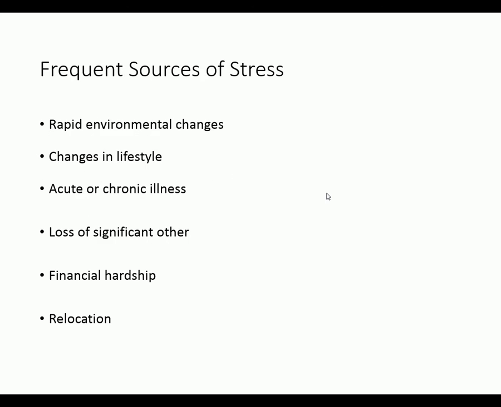Another issue they have is stress and loss. Stress can speed up the aging process and lead to disease and decrease the older adult's ability to respond to changes in their environment.